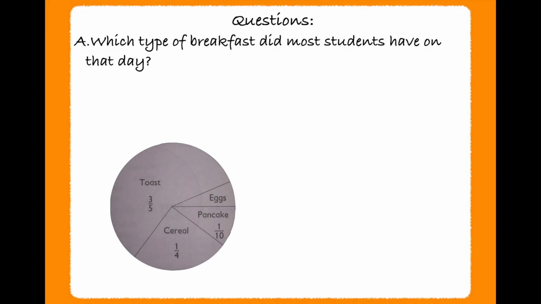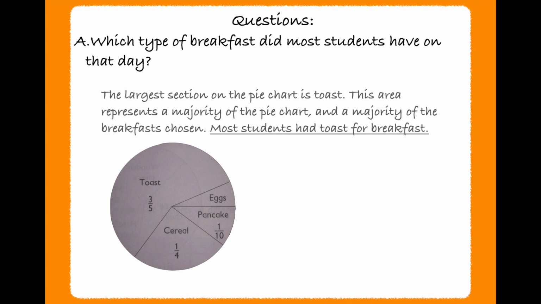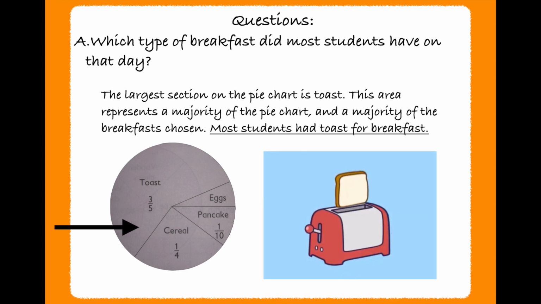Which type of breakfast did most students have on that day? The largest section on the pie chart is toast. This area represents a majority of the pie chart and a majority of the breakfasts chosen. Most students had toast for breakfast.